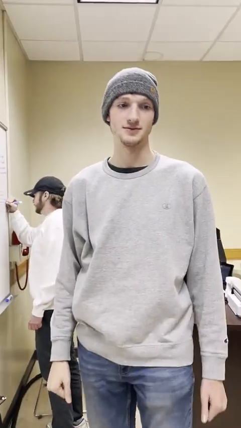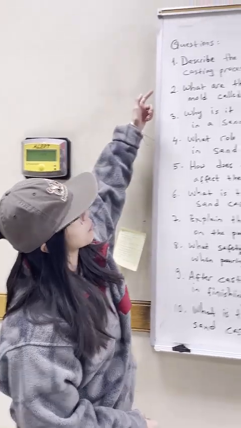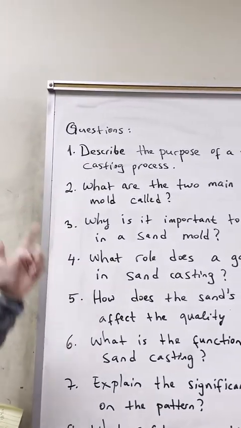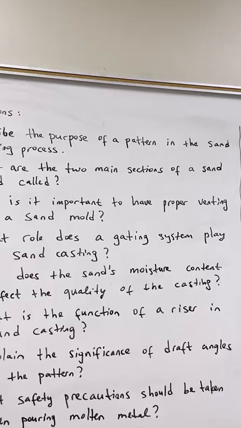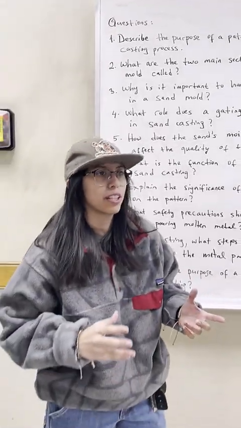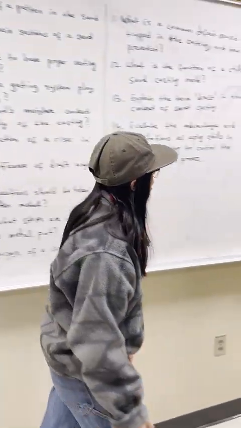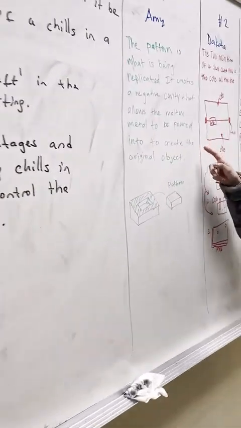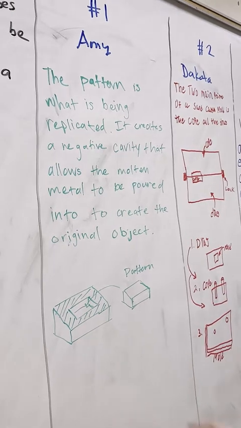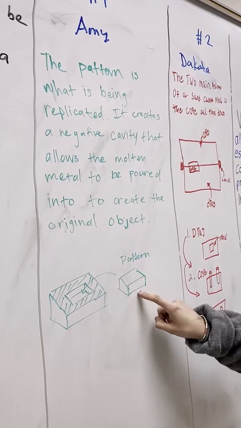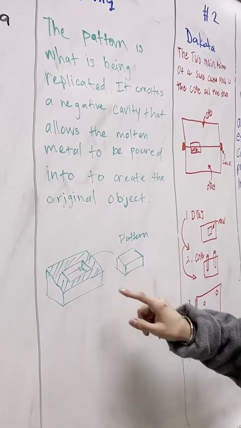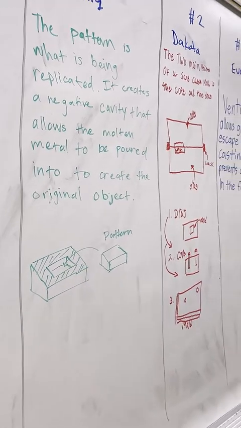Thank you, Michael. Hi, my name is Amy Greenack, and my question was, describe the purpose of a pattern in the sand casting process. Basically, the pattern is the original object that you want to cast. It creates a negative concavity that allows the molten metal to be poured into it to create the original object. In the video, it was a little block that he used as a pattern, and it just creates a negative surface to pour into. Thank you.